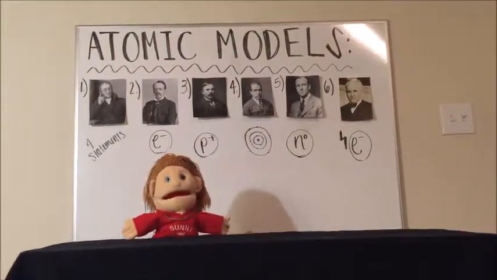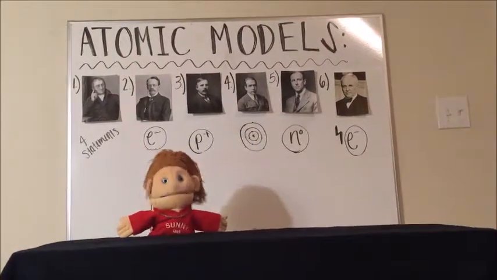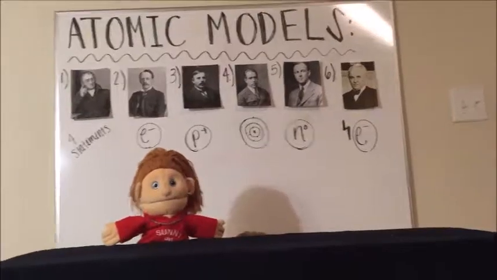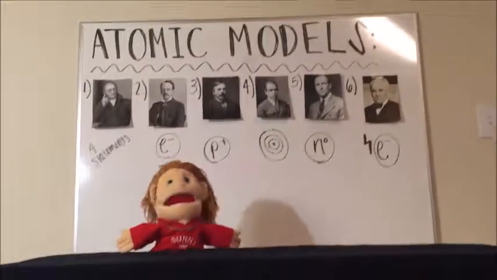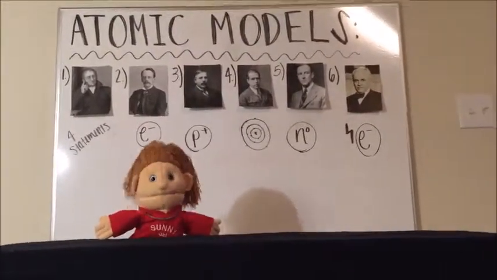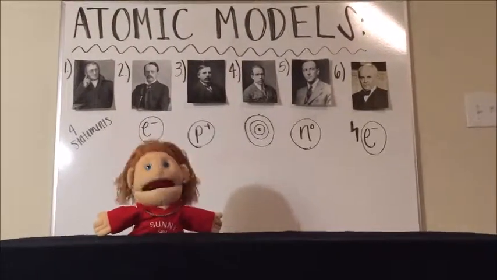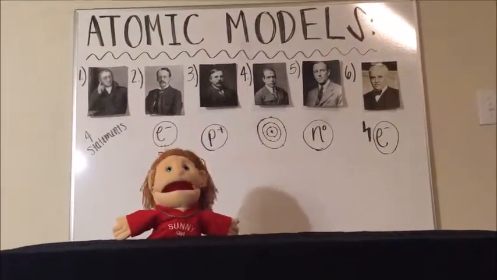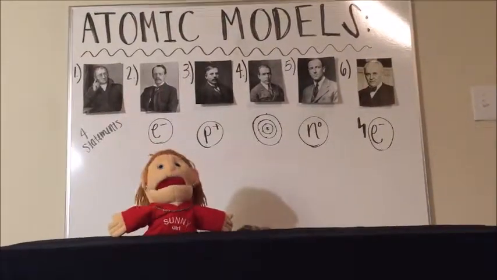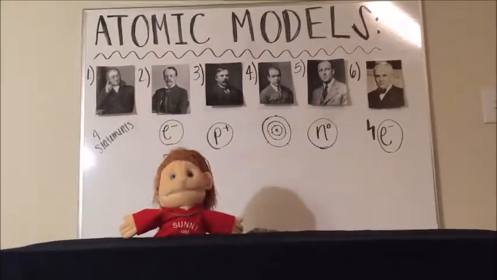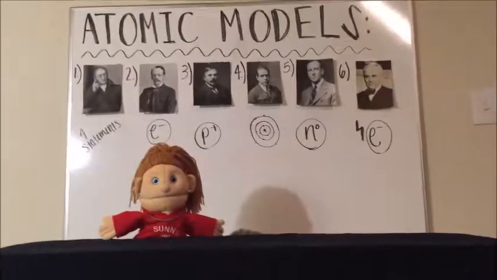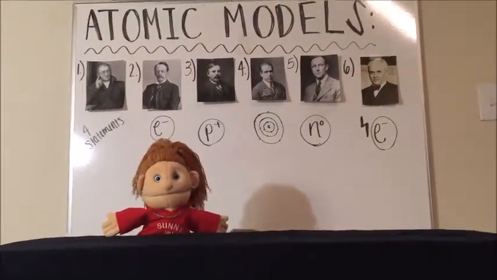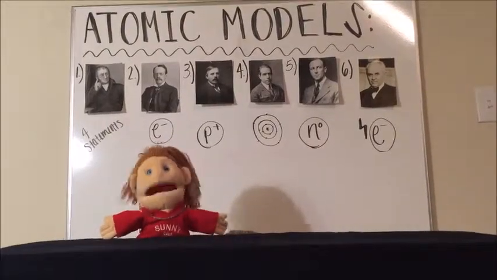Second is Thomson. He discovered electrons and proposed the existence of a positive particle. Third is Rutherford. He discovered the proton and called the center of the atom the nucleus through the gold foil experiment. Fourth is Bohr, who proposed that the electrons move around the nucleus in shells, and his model is pictured above.